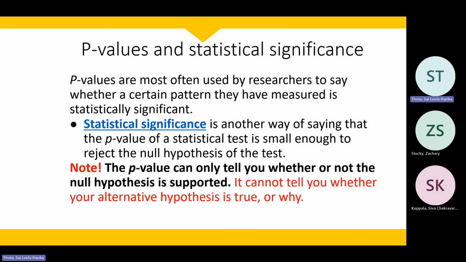The p-value can only tell you whether or not the null hypothesis is supported, as I discussed. In statistics, we won't discuss what is causing things. Like I said, the drug is showing some effect on the blood sugar, but we are not discussing what makes the drug increase or decrease the blood sugar. We will just decide whether to reject the null or accept the alternate based upon the p-values. That's all. It cannot tell you whether your alternate hypothesis is true or why. We won't discuss why it's happening, we will only discuss that it's happening.